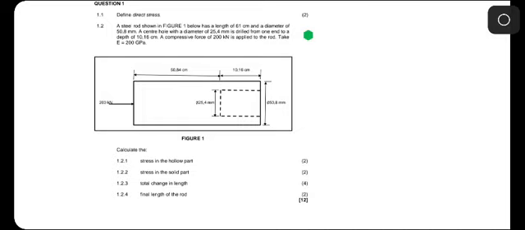Today I will be focusing on strength of material N6. We have question 1, which says: define direct stress. What is a direct stress?